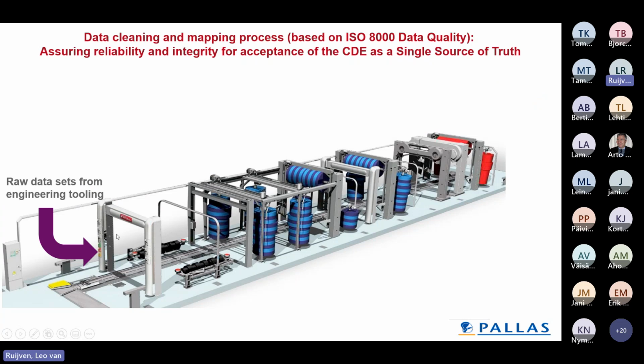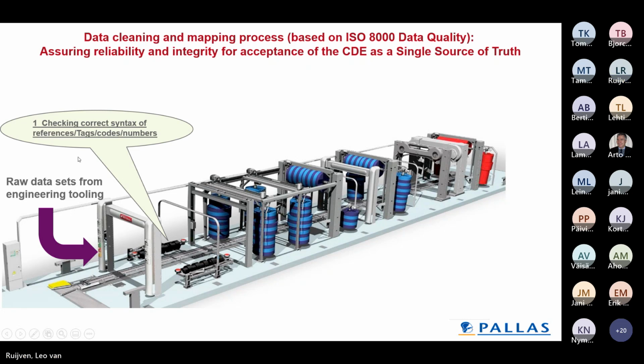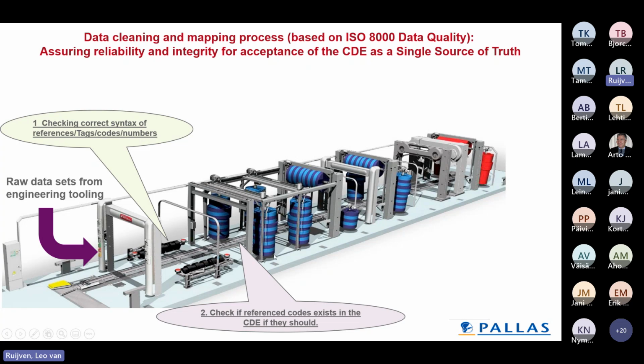The car wash is really represented by a car wash, taking into account the data quality rules given in ISO 8000, taking the raw data sets from engineering tooling, and we start to check the right syntax and references like tag codes, room numbers, the document numbers, if they are correct, and also if they really exist in the CDE, if they should.